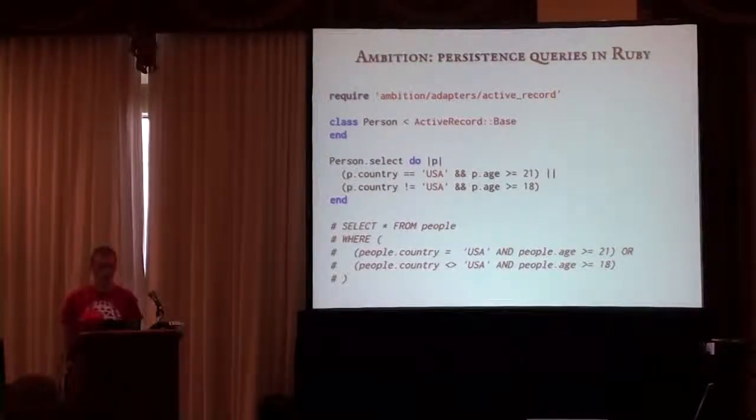Ambition is a framework that, again, is dead for quite a couple of years now. But it used to abstract querying your persistence, or basically databases, in a way that is very Ruby-like. If you used the ActiveRecord adapter of Ambition and you had a person class, you basically could say person select and then have a typical Ruby block that would access the person's properties, and behind the scenes Ambition would turn this into this query.